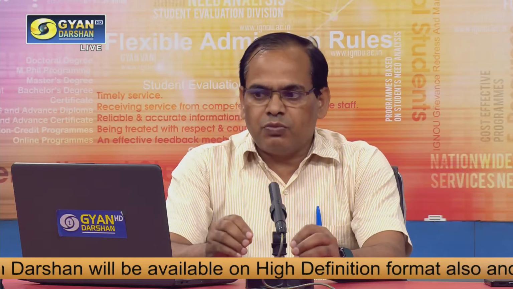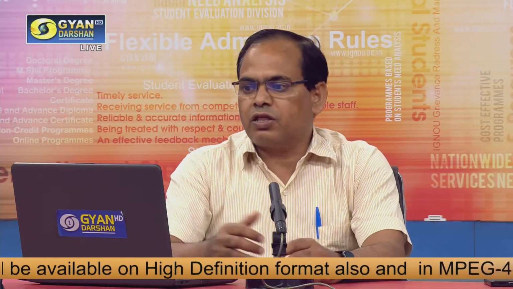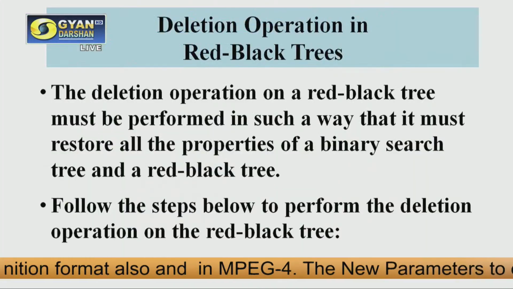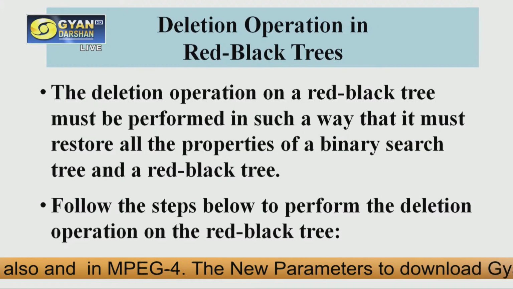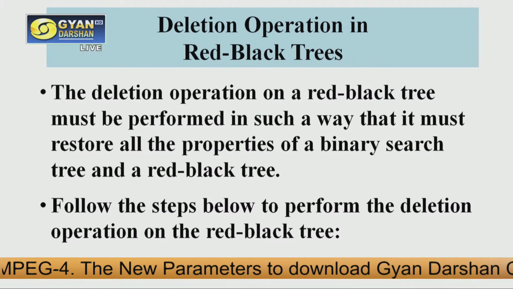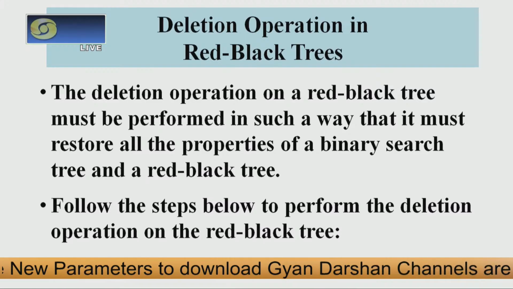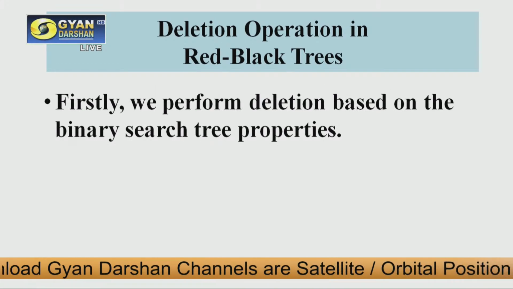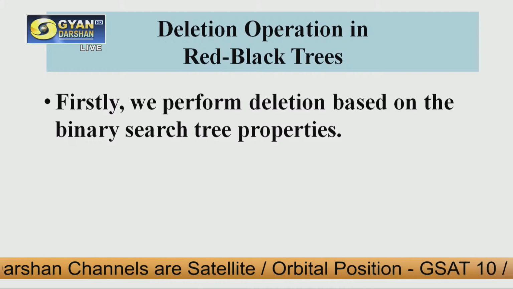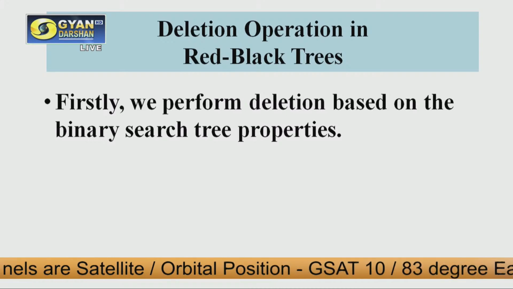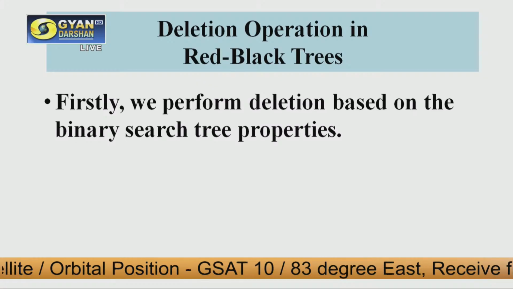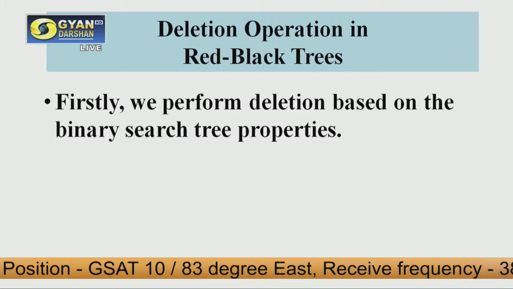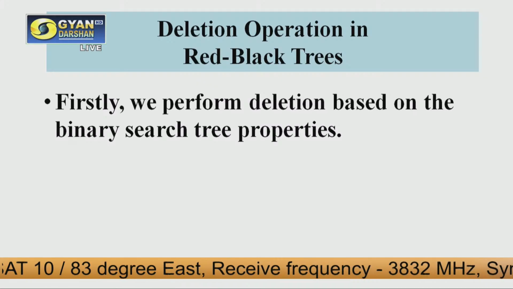Apart from this, there are several other conditions which are followed. In fact, in total there are 6 cases which may arise in red black tree. So let me discuss them one by one and then we will come to the example. As I told, first we perform deletion based on the binary search tree properties, whether the node to be deleted is a leaf node, or it has a single child, or has two children.